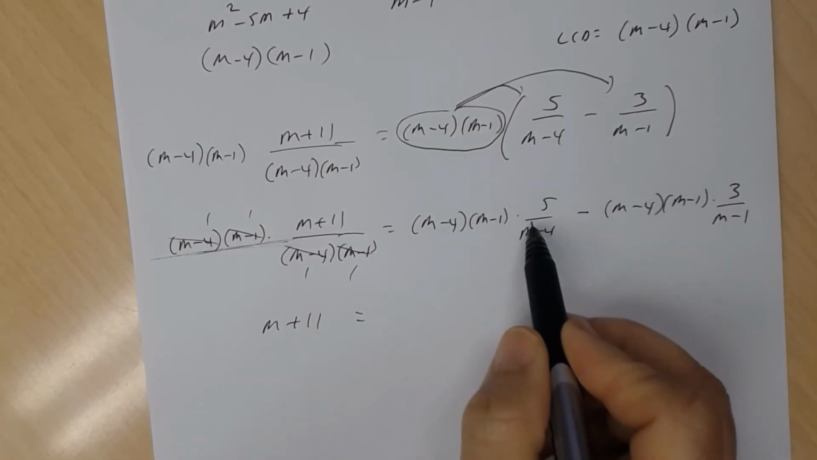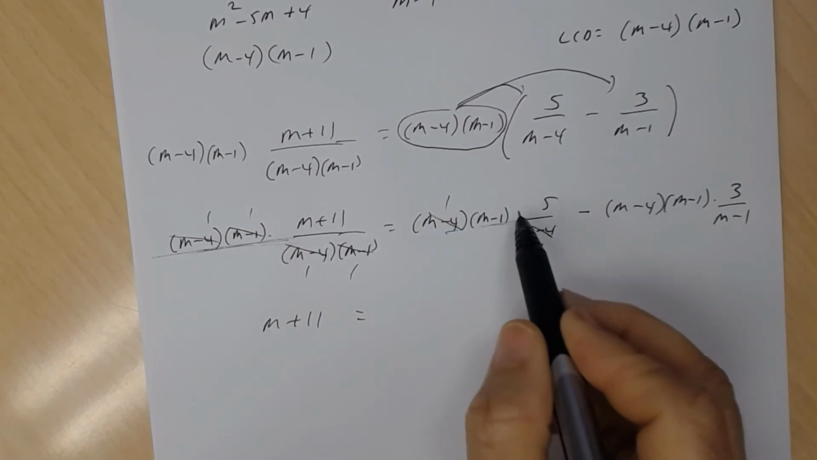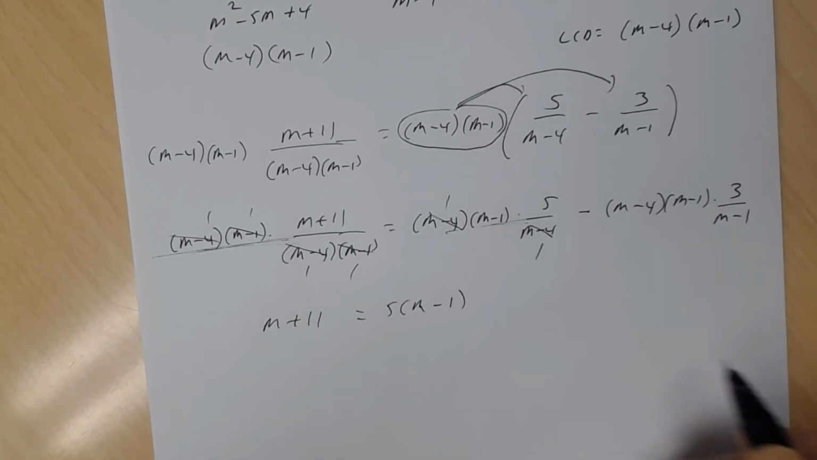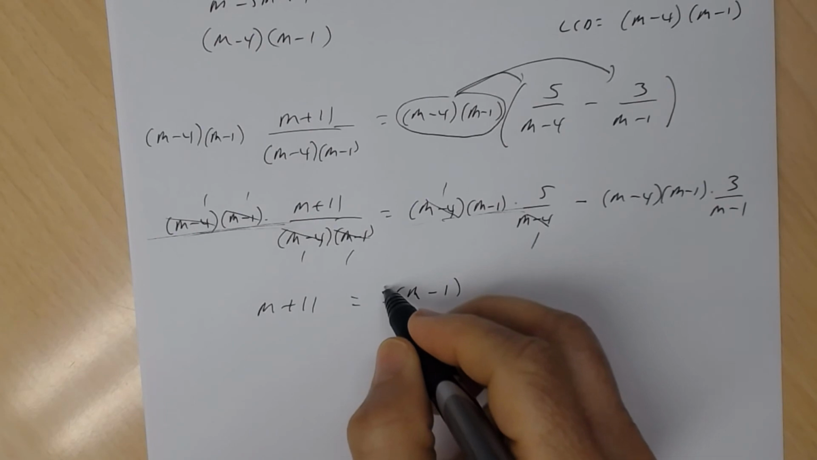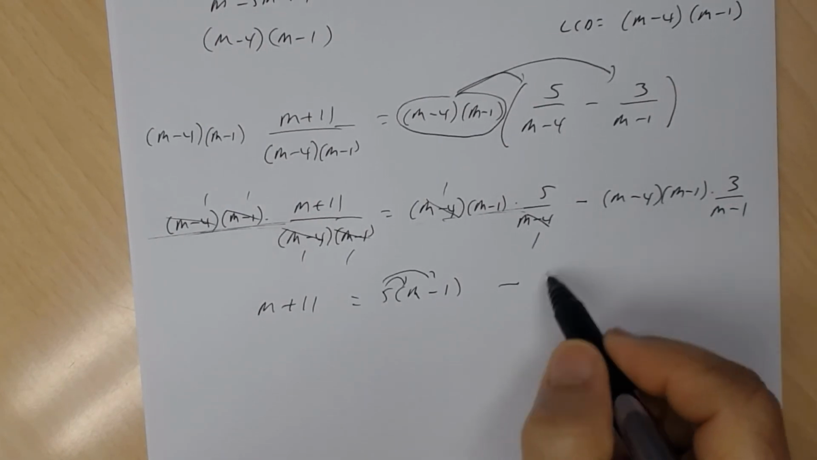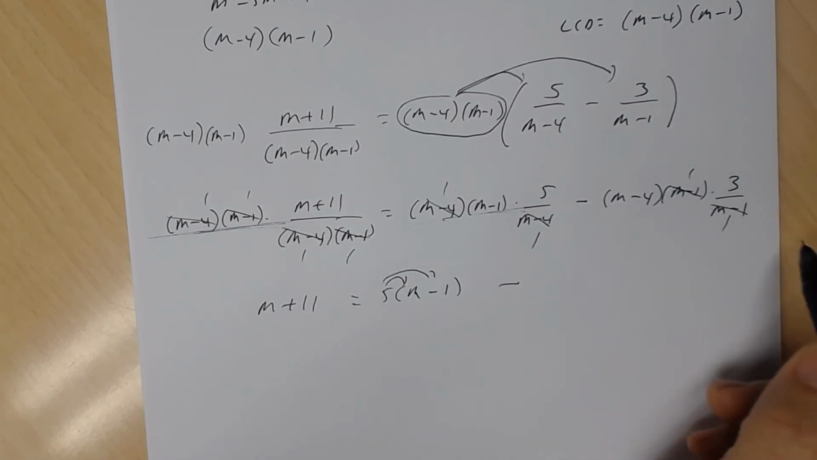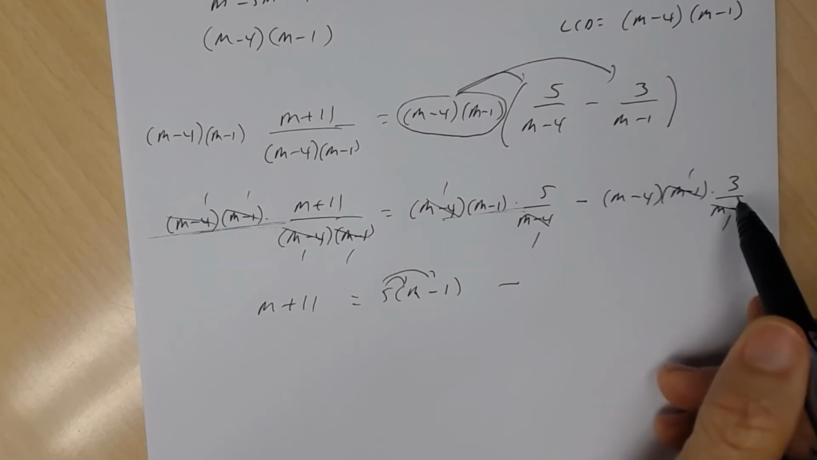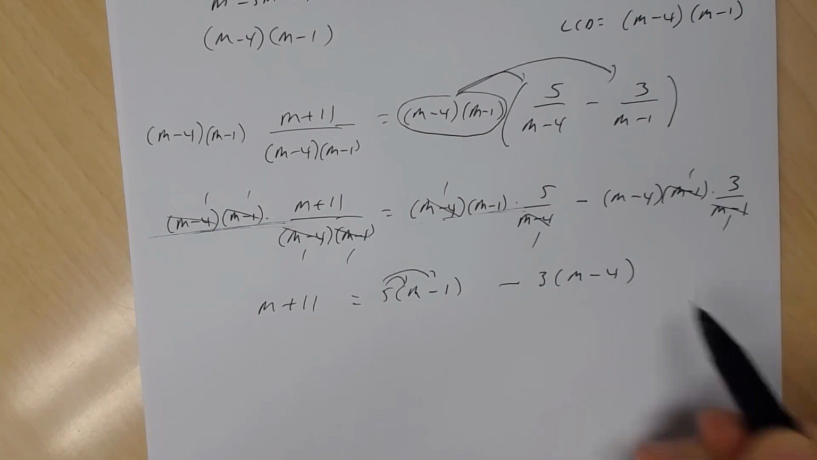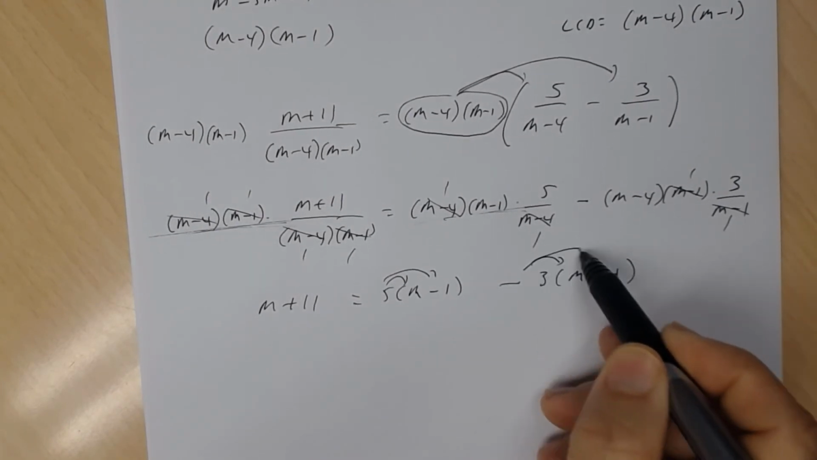Equal. Over here, when I reduce, m minus 4 divided by m minus 4 is 1. And I'm left with 5 times m minus 1. Put that in parentheses, because you're now going to have to distribute the 5. Minus, subtract. Okay, now here you're going to reduce the m minus 1s, put 1s there. And now be careful, your subtraction, so it'll be 3 times m minus 4 in parentheses, just like this. Okay, now let's distribute the negative 3 here as well.